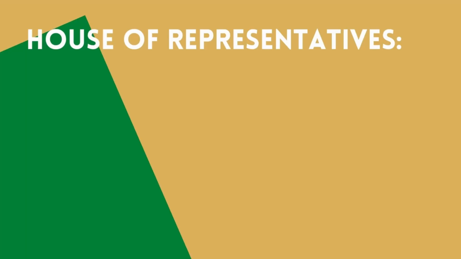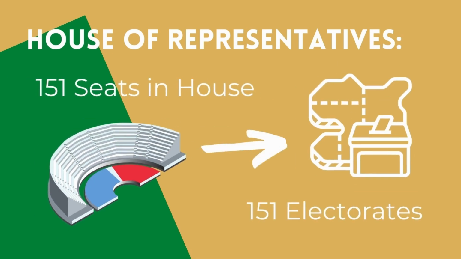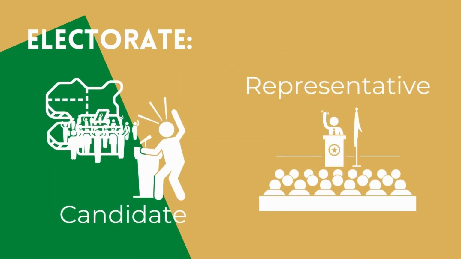Think of the House of Representatives as the House of Government. Whichever party or group of parties holds over half of the seats in the House of Representatives forms government, and the leader of that party or group of parties becomes the next Prime Minister. There are 151 seats in the House of Representatives, each corresponding to a portion of land that's called an electorate. In each electorate, candidates seek to become the local representative of that electorate in Parliament, hence the House of Representatives.